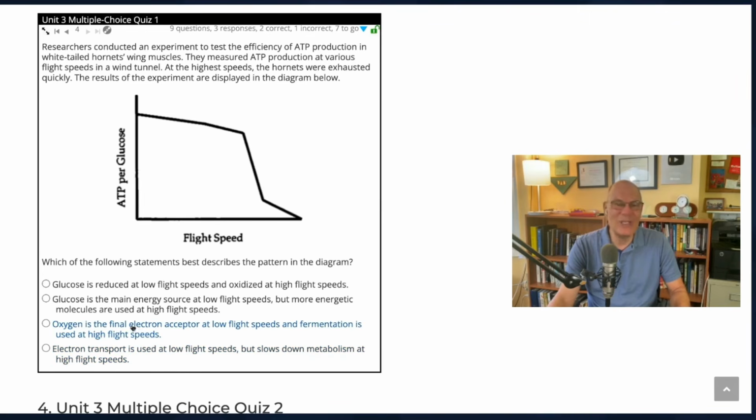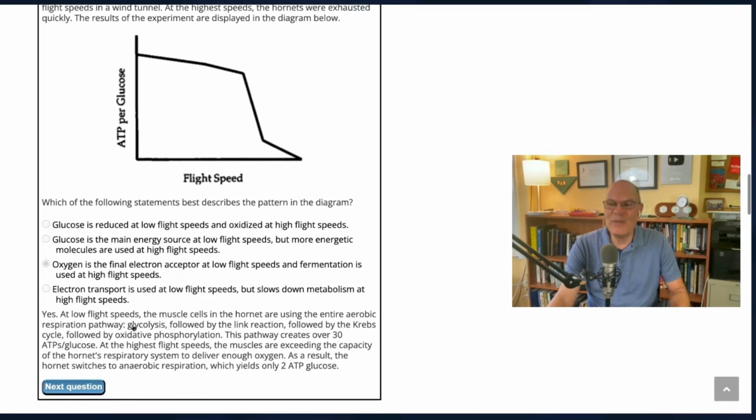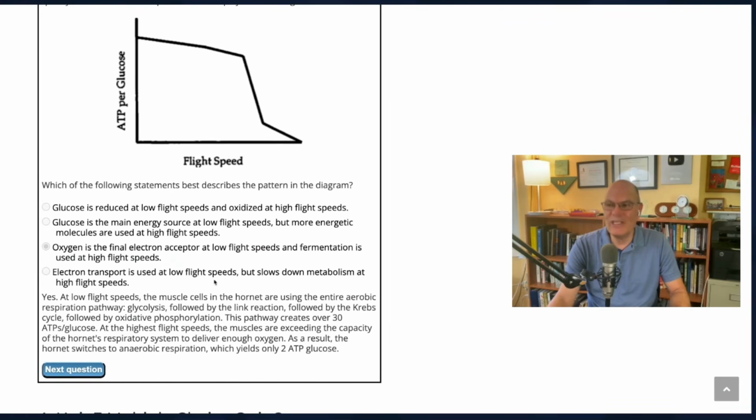The answer is the third one. Oxygen is the final electron acceptor at low flight speeds, and fermentation is used at high flight speeds. The explanation: at low flight speeds, the muscles in the hornet are using the entire aerobic respiration pathway, glycolysis, followed by the link reaction, followed by the Krebs cycle, followed by oxidative phosphorylation.